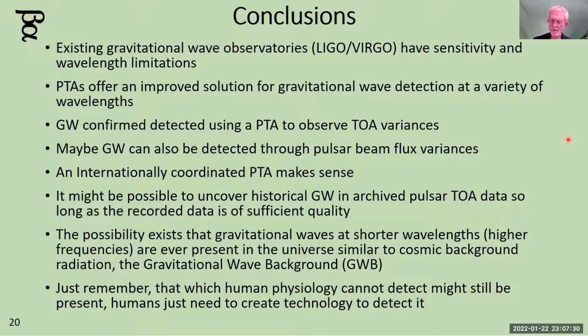It might be possible to uncover historical gravity waves from archived pulsar timing data, so long as the data is of sufficient quality, meaning the signal is nanosecond level signal captures.